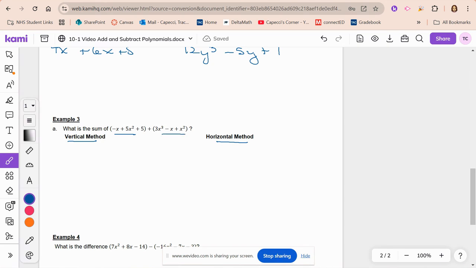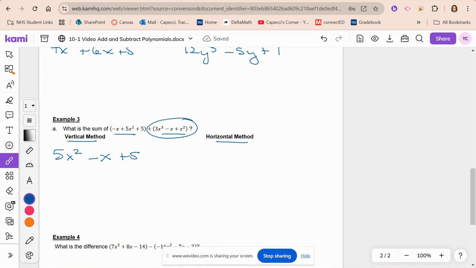So I need to group things that are like. My vertical method is I'm going to stack one on top of the other. What I'm going to do first is write it in standard form. So I have 5x to the second, that's negative x, that's to the first power, plus 5.